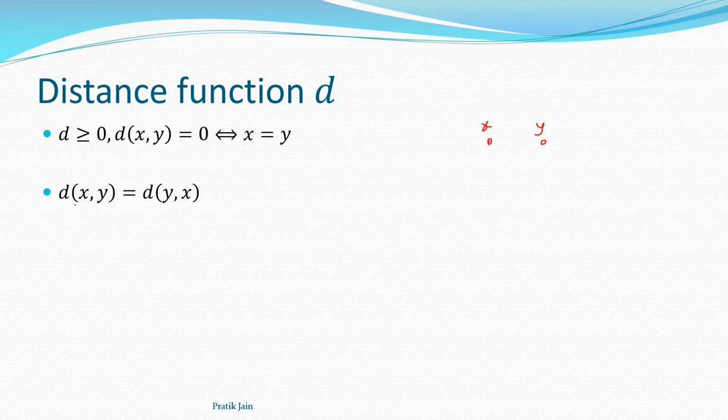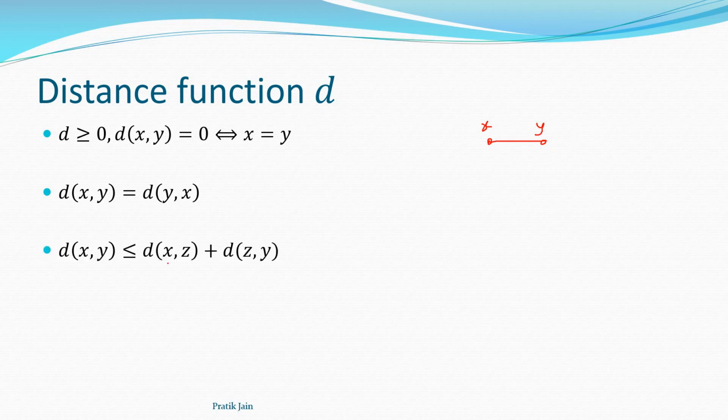The second property is that distance of x comma y should be equal to distance of y comma x. That's also quite intuitive, right? The distance from x to y should be equal to the distance from y to x. It should not be that x to y is 5 and y to x is 4. That does not make sense, right? The distance should be the same.